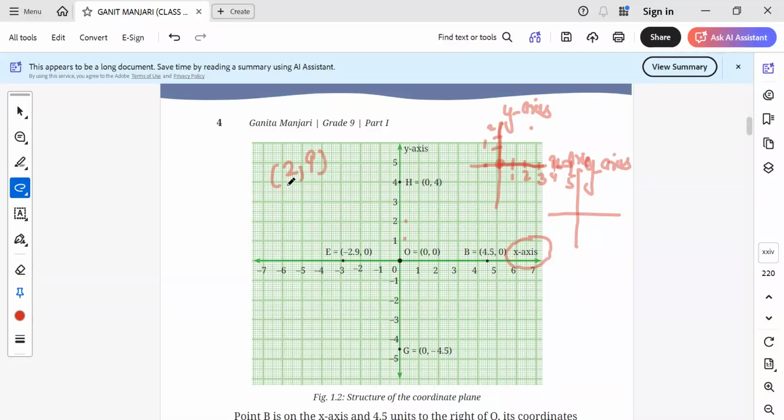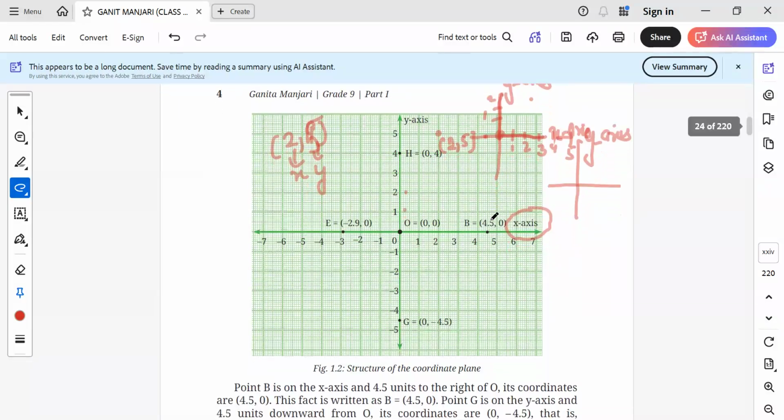Always remember, when we write coordinates, the first number is always on the x-axis and the second number is on the y-axis. So what is on the x-axis? It's a 2. And what is on the y-axis? I don't have a 9, so I will take it as 5. So 2 starts from here and the 5 is there. So you write it down as (2, 5). Understood how to do it?